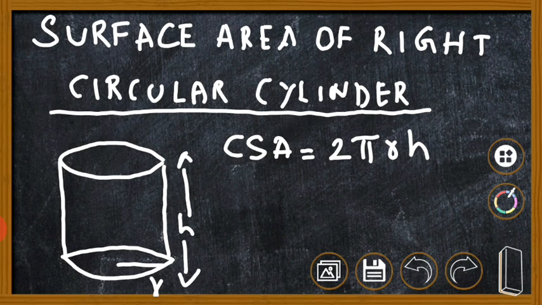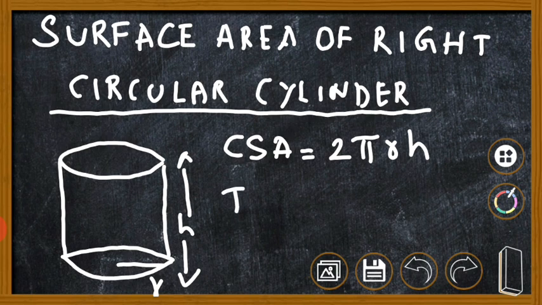So what is 2 pi r? If you cut a cylinder, you will get a rectangle. And for the rectangle, we know that the area is length into breadth. So here the length becomes this curved portion. And we know that the length of the circle is 2 pi r. And breadth becomes the height of the cylinder. So that's why the curved surface area of the cylinder is 2 pi r h.